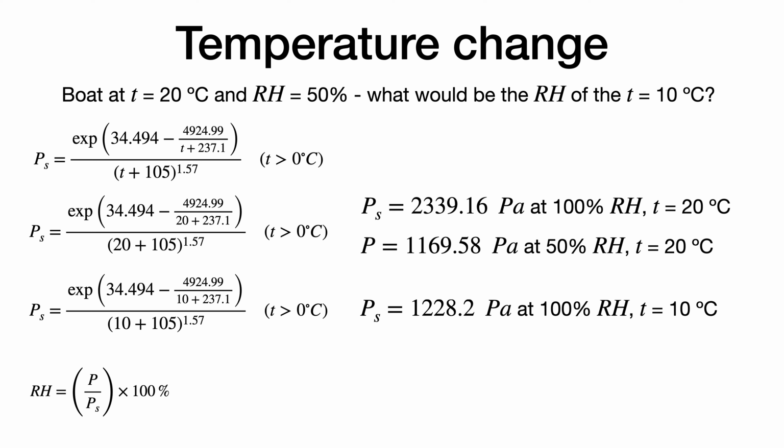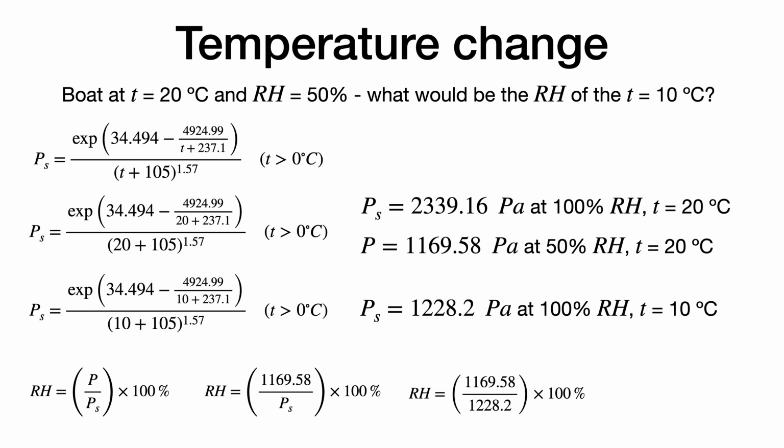So if I put in the 1,169.58 pascals, which is the vapor pressure at 20 degrees and 50% relative humidity, we then divide that by the saturation pressure at 10 degrees, which is 1,228.2 pascals, multiply that by 100. That means the relative humidity is now 95.2%.